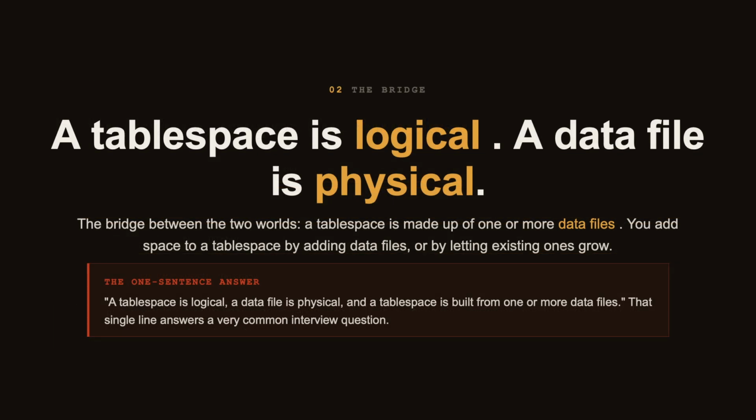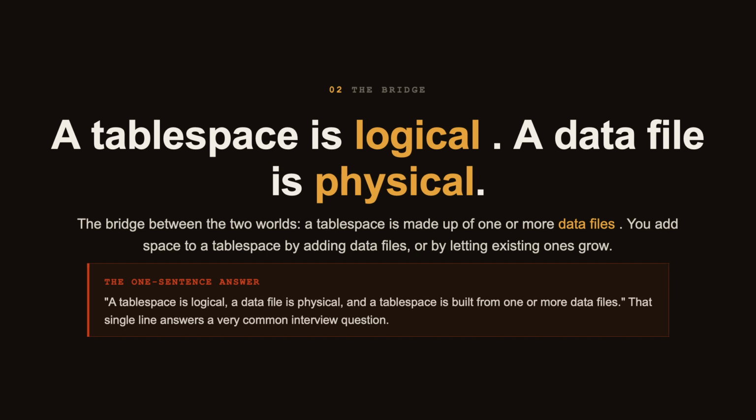Now the most important connection in the whole chapter, the bridge between logical and physical. A tablespace is made up of one or more data files. The tablespace is the logical container. The data files are the physical storage underneath it. And you grow a tablespace in one of 2 ways. You add more data files to it, or you let its existing data files grow.